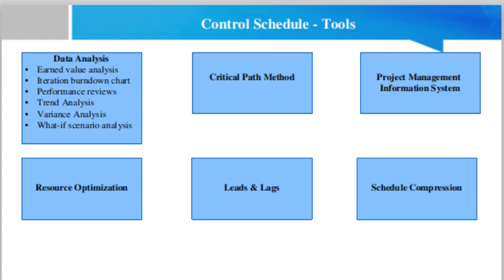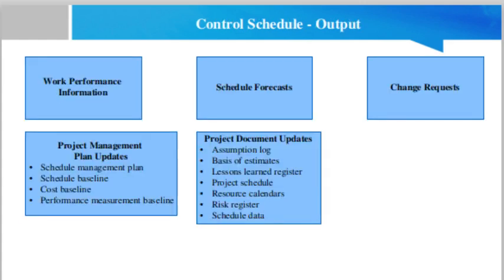Now, the outputs of the control schedule process. The outputs include the work performance information. Work performance information includes information on how the project work is performing compared to the schedule baseline. Variances in the start and finish dates and the durations can be calculated at the work package level and control account level.